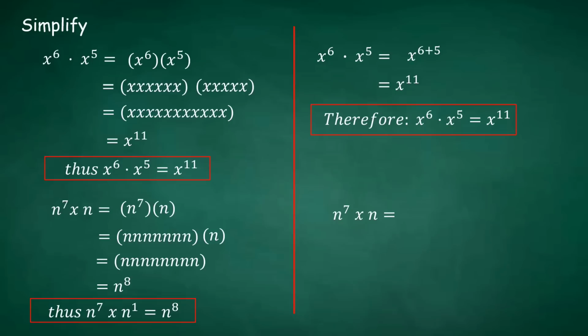Another method to simplify this expression: just add the two exponents, which is 7 plus 1, equal to 8. So the answer of this expression is n raised to the power of 8. Therefore n raised to the power of 7 times n is equal to n raised to the power of 8. Have you noticed they have the same answer, so you can use both of these methods in order to simplify.